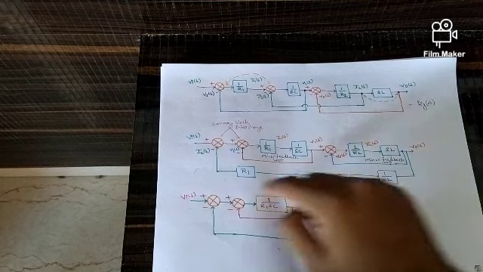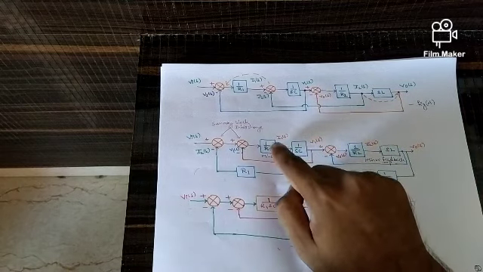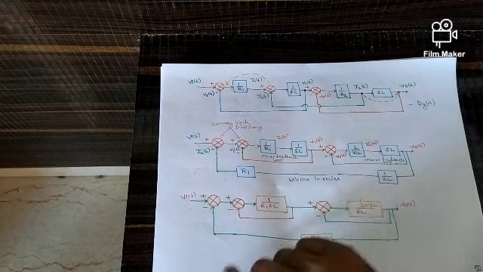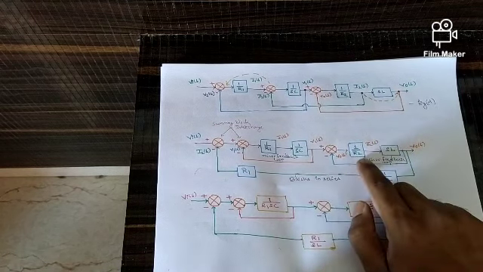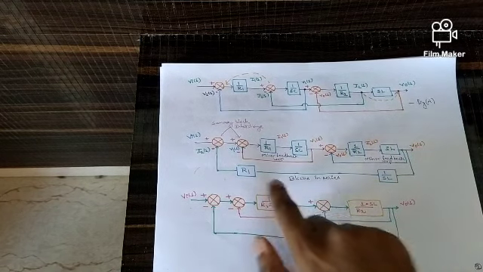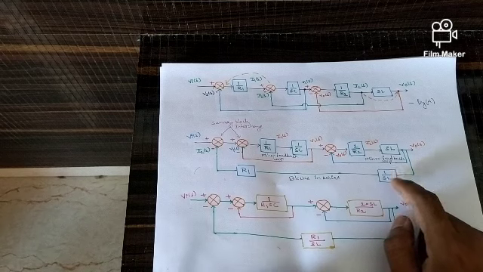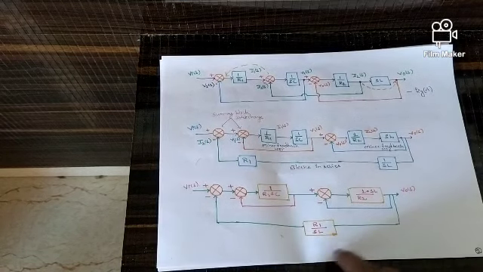Now after this, it looks very easy. Why? Because these two are in series, so I can simply multiply 1 by R1 into 1 by SC. Again, these two are in series, so I can multiply SL by R2. Next, these two are in series, so it is R1 divided by SL. So the block diagram looks somewhat like this.